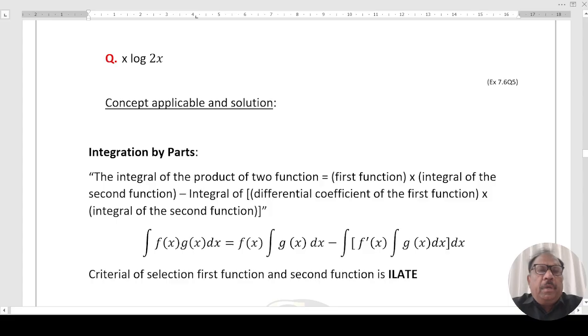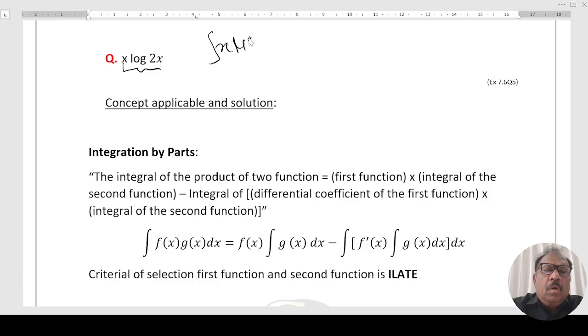Question is integrate x into log of 2x, that is x log 2x dx. Question is taken from NCERT Exercise 7.6. Concept applicable and solution.